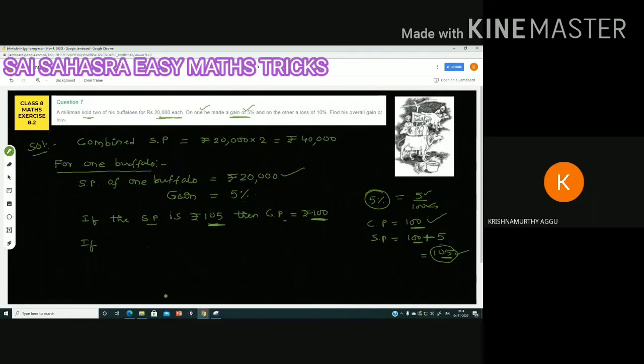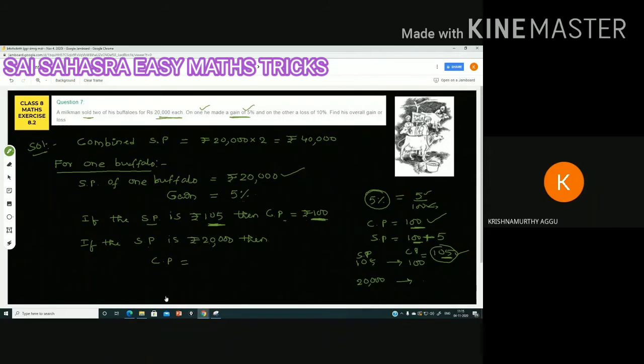If the selling price is 20,000 rupees, then what is the cost price? That we are going to find. Now let me apply the unitary method. If the selling price is 105 rupees, the cost price is 100. If the selling price is 20,000 rupees, then what is the cost price?